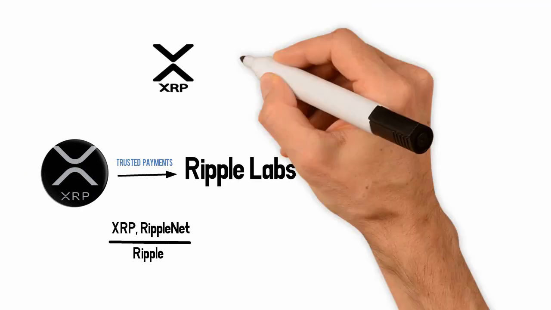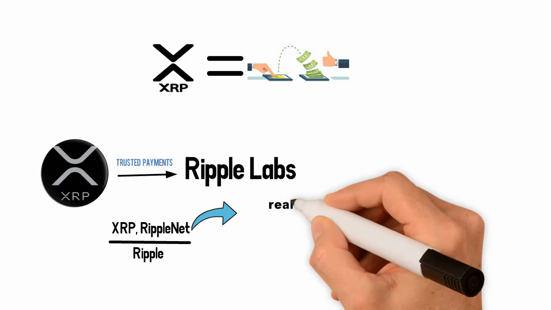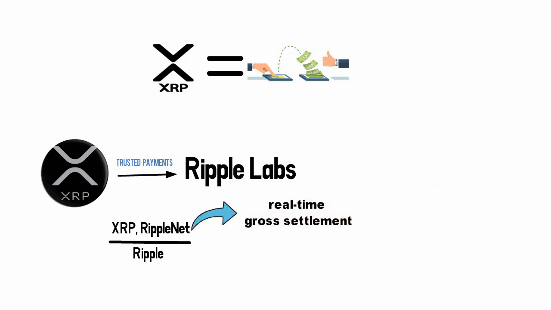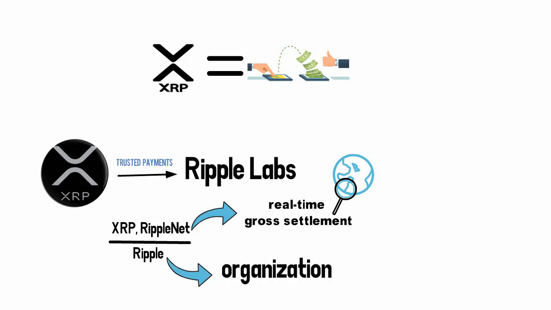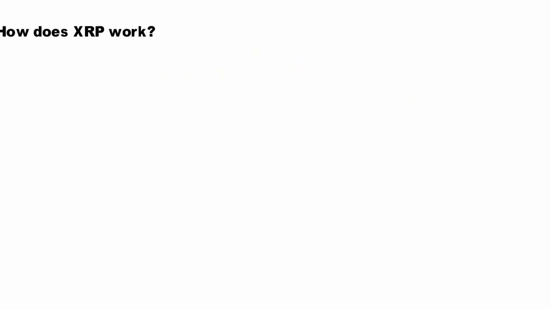XRP is the currency that runs as digital payment on a network called RippleNet. RippleNet is a real-time gross settlement, RTGS, that aims to enable instant monetary transactions globally. The organization that runs RippleNet is called Ripple. RippleNet uses a distributed ledger database called XRP Ledger. The XRP Ledger is open source and is not based on blockchain, but rather a distributed ledger database over a network.